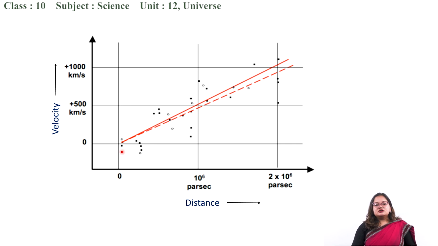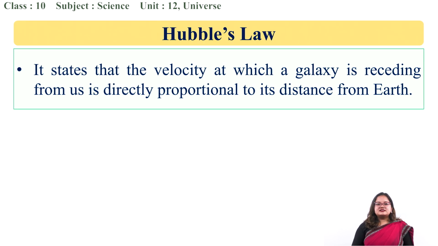Okay, so if the distance between Earth, the observer, and a galaxy is increasing, we can also see that its velocity is increasing. It means that the velocity is directly proportional to the distance. So Hubble's law stated that the velocity at which a galaxy is receding from us is directly proportional to its distance from Earth.